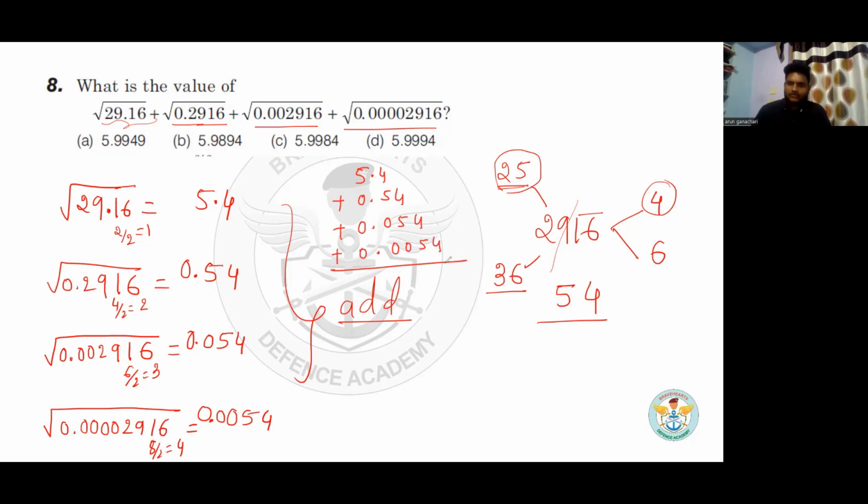5.994. 4 plus 5 is 9, 4 plus 5 is 9, 4 plus 5 is 9, and 5 finally. So my answer is 5.994. Getting this? Correct option is option number D. That is 5.994.